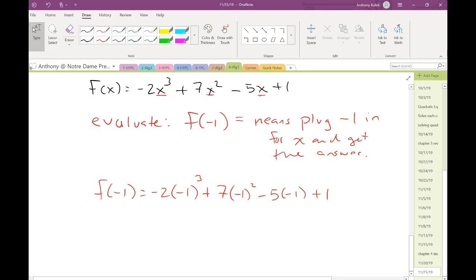Everybody's okay with that? So if I go to simplify this now, negative 1 to the third is negative 1 times negative 1 times negative 1. Negative 1 times negative 1 is positive 1, and positive 1 times negative 1 is negative 1. Negative 1 squared is negative 1 times negative 1, which is positive 1. Negative 5 times negative 1 is positive 5. And then negative 2 times negative 1 is positive 2. 7 times 1 is 7. And if I add these together, I get 15.